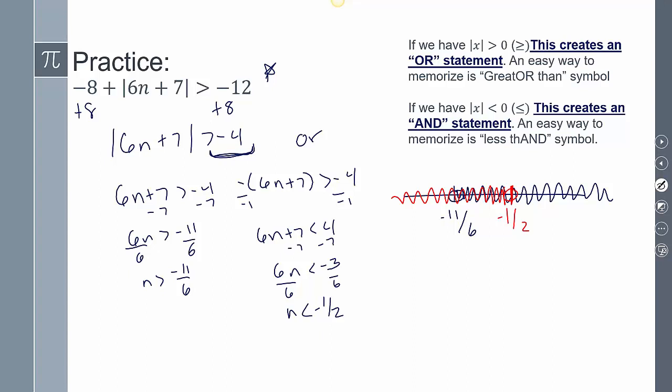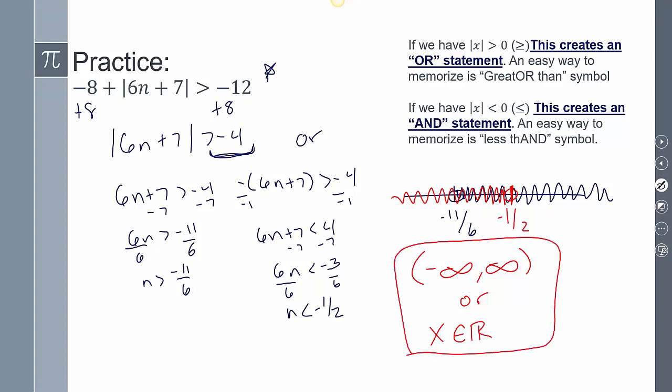So I include both solutions. Well, everything here happened to be shaded. So my answer is going to be negative infinity to positive infinity, or x is an element of all real numbers. It's infinite solutions. And the reason being is because every single value is going to have to be greater than my negative value there. It just has to be, because you can't have a negative. So every single value is going to work for my absolute value.